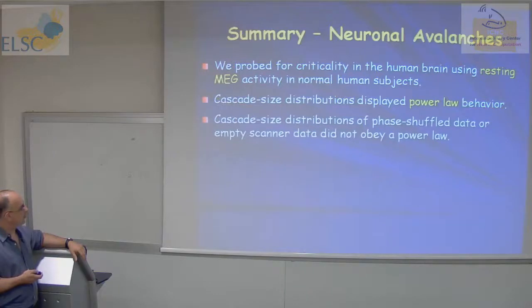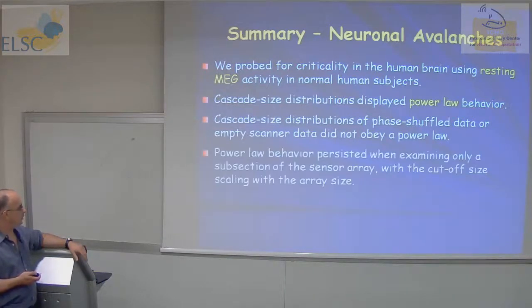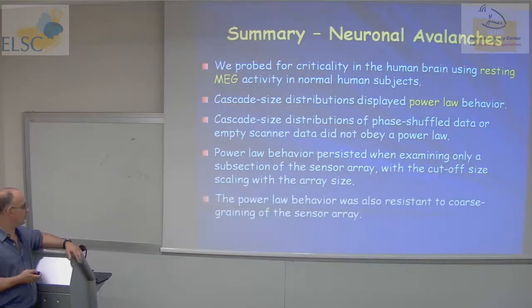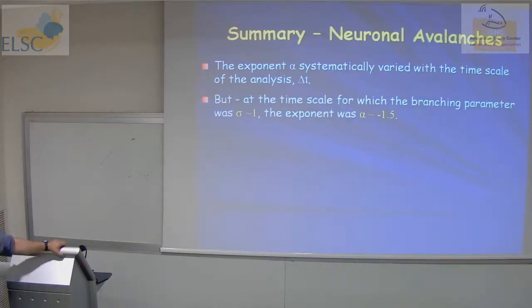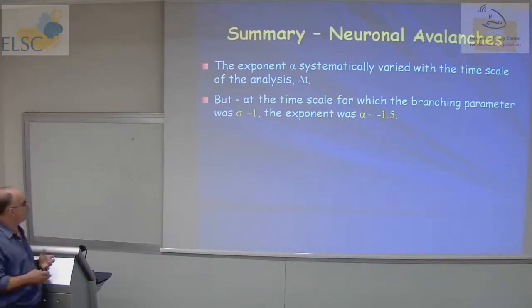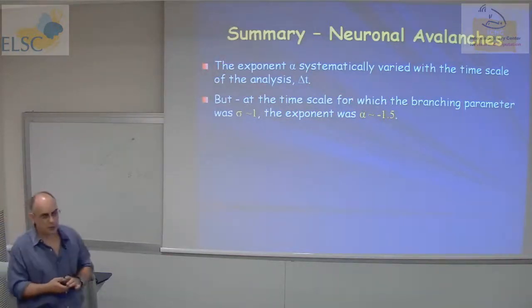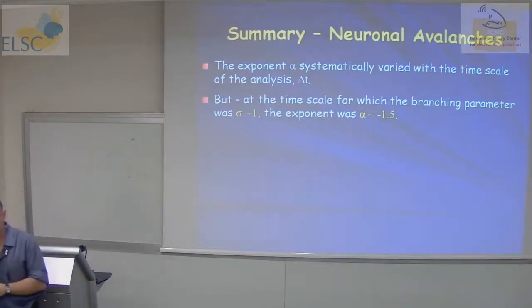So we got this power law behavior, but we didn't get it for phase shuffle data or empty scanner data, and we saw that we get an earlier cutoff if the sensor array is smaller. If we coarse grain the array, we again get the same results. So indeed, the exponent that we measure for this power law depends on the delta T, but at a given bin width we got roughly a branching parameter close to 1 and an exponent close to negative 1.5.